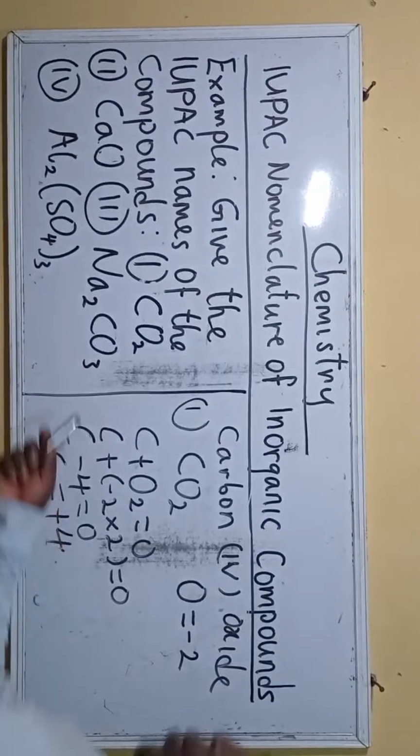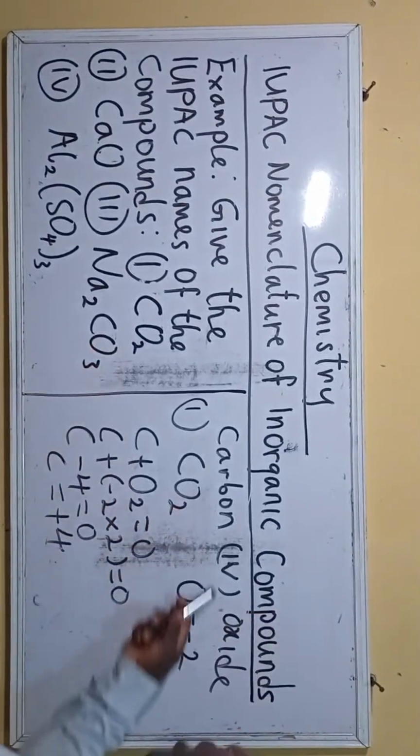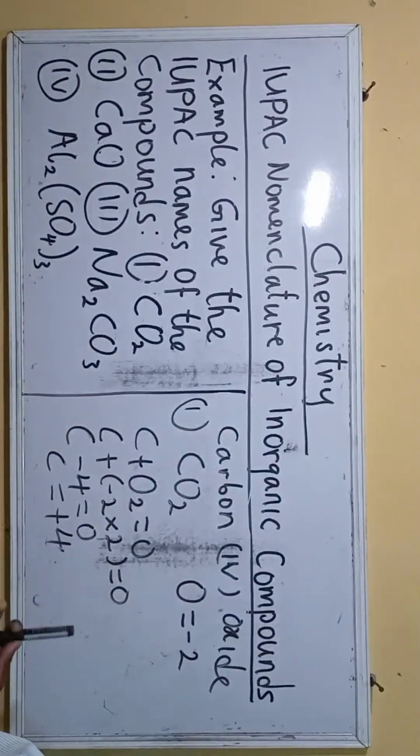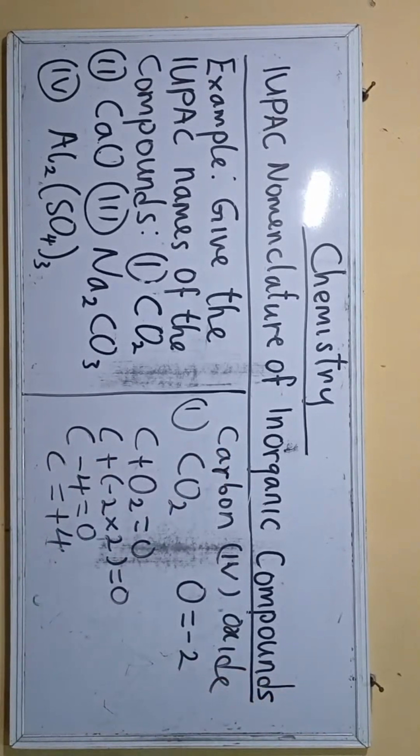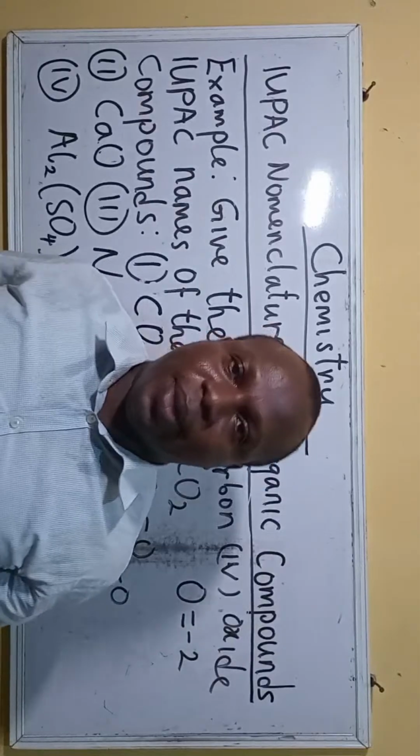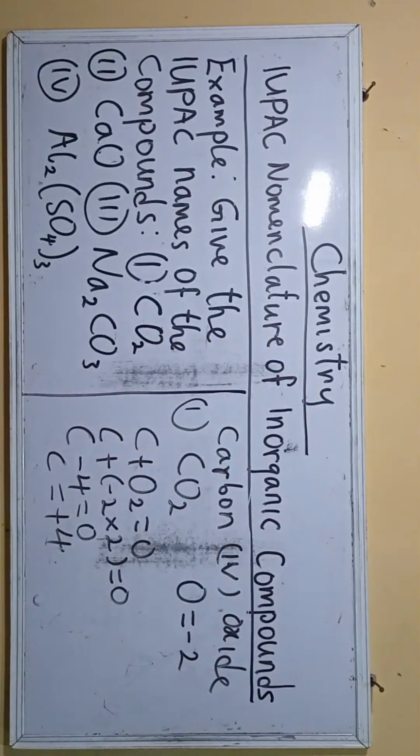This is the first one. Carbon 4 oxide. This is the IUPAC name. The name of this compound is what? Carbon 4 oxide. So I was trying to adjust the camera so that it will be clear. This is the name of this compound.